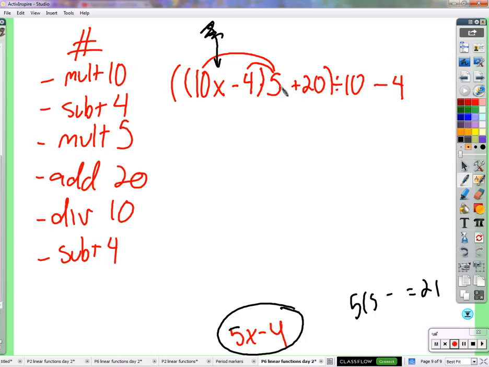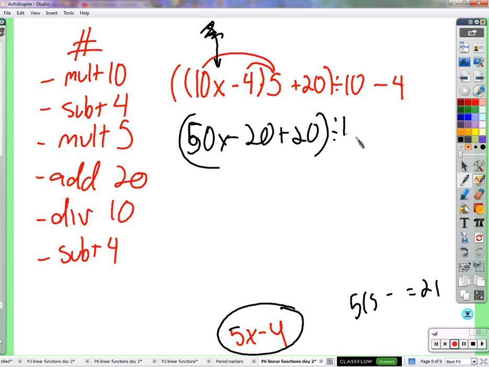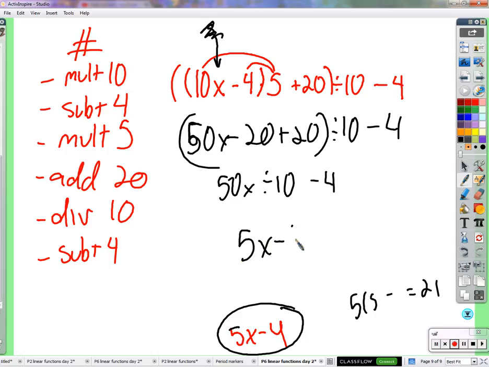We distributed the 5. We got 50x minus 20 plus 20 inside the parentheses divided by 10 minus 4. 50x minus 20 plus 20 is just 50x, divided by 10 minus 4. 50x divided by 10 is 5x minus 4.